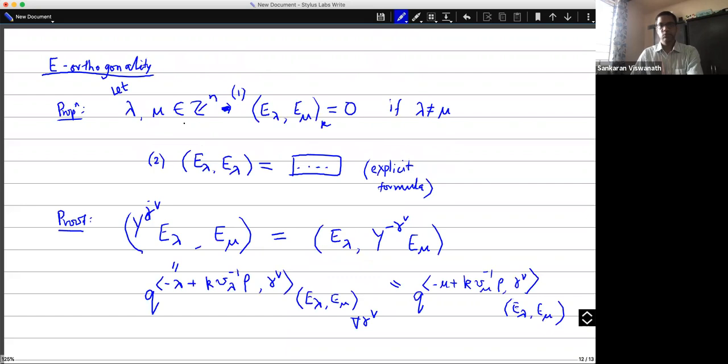So what we have proved here is if lambda is not equal to mu, then the two eigenvalues are not identically equal as linear functionals. So there is at least one gamma check on which they differ. And that proves that E lambda and E mu are orthogonal. Okay, so what about the other thing, the norm computation?